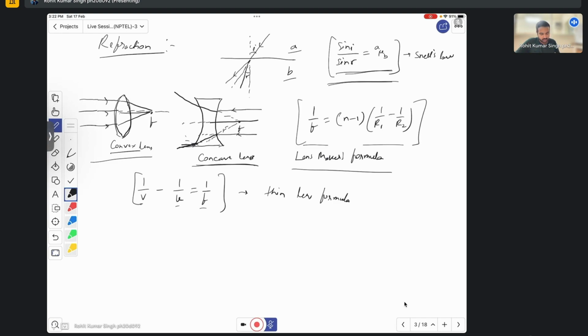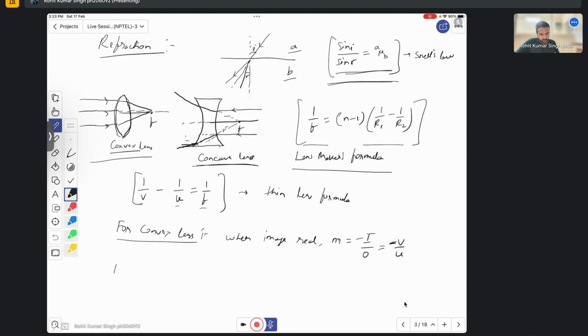One more thing I discussed, it was for the convex lens, when the image is real and inverted, magnification is given by this formula. So this negative sign will be there when the image is real, because the image is formed on the opposite side from the object, so the negative sign will be there.